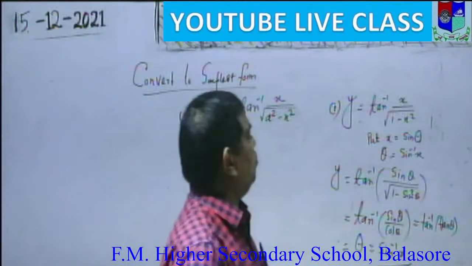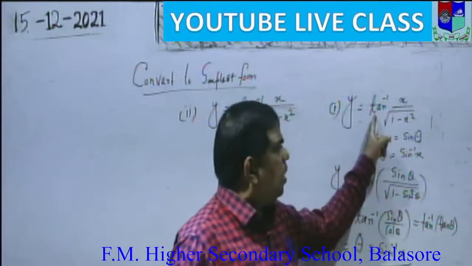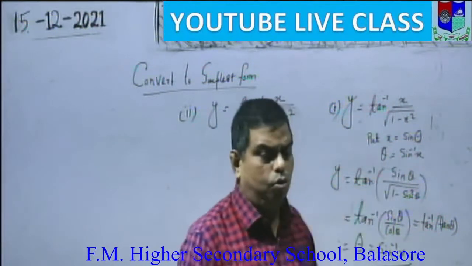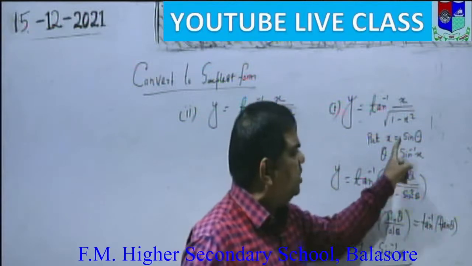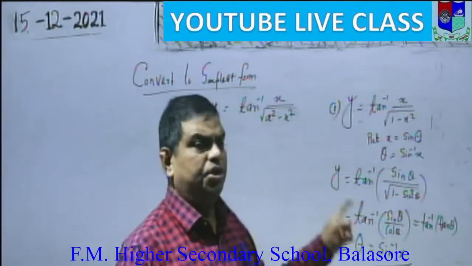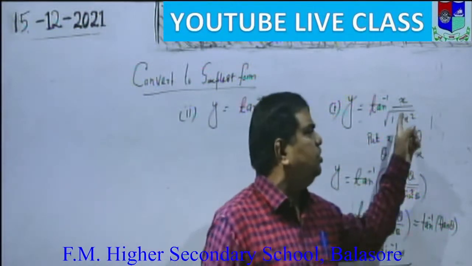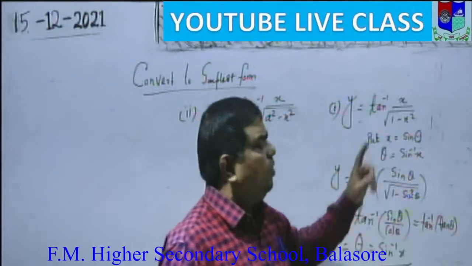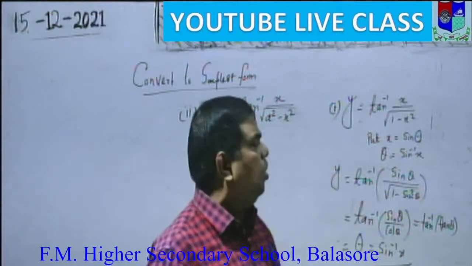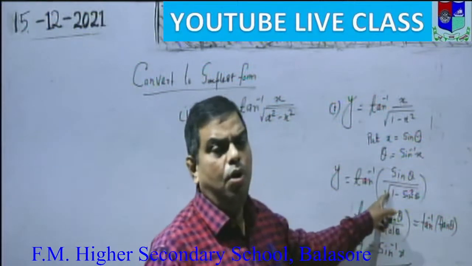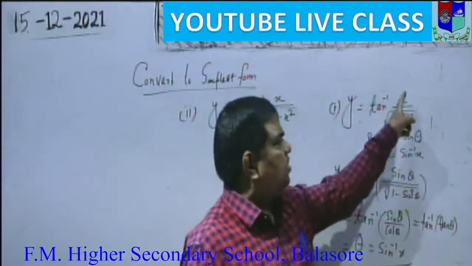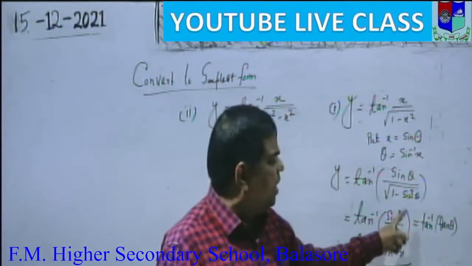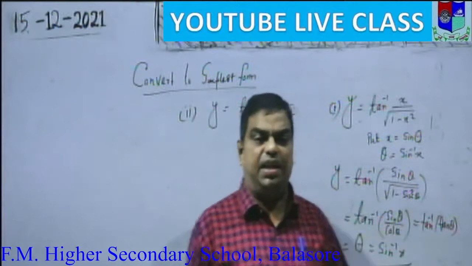My question is y is equal to tan inverse of x by square root of 1 minus x square. We substitute, and the substitution should be the one that suits here, which will be helpful for my solution. This is your sin theta, and after solution the denominator becomes cos theta. Sin theta by cos theta is tan theta.